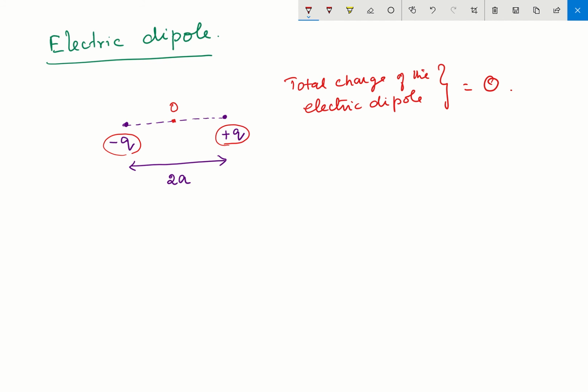Now, for example, atoms or molecules of ammonia, water, alcohol, carbon dioxide, and HCl, etc. are all examples of electric dipole. How do you say an atom or molecule as such? It is neutral in nature, but how do you say it here? Positive, negative charge here, it is the center of mass. What do you mean by that? They are examples of electric dipole.